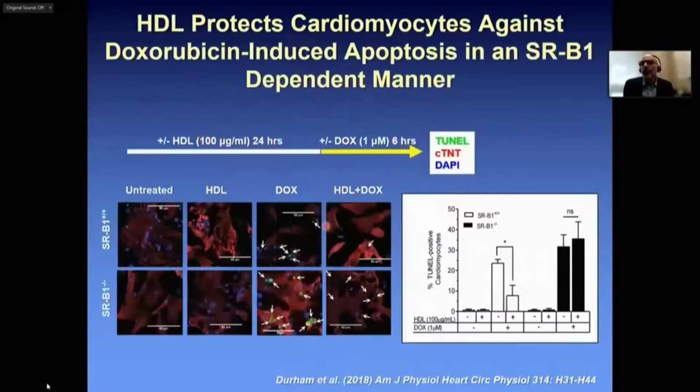So she first put cardiomyocytes in culture, treated them either with HDL or without HDL, and exposed them to doxorubicin and measured apoptosis by TUNEL staining. And as you can see, doxorubicin increased cardiomyocyte apoptosis. HDL pre-treatment of the cardiomyocytes attenuated this when the cardiomyocytes were from wild-type mouse hearts. But when the cardiomyocytes were deficient in SRB1, HDL was unable to protect them.